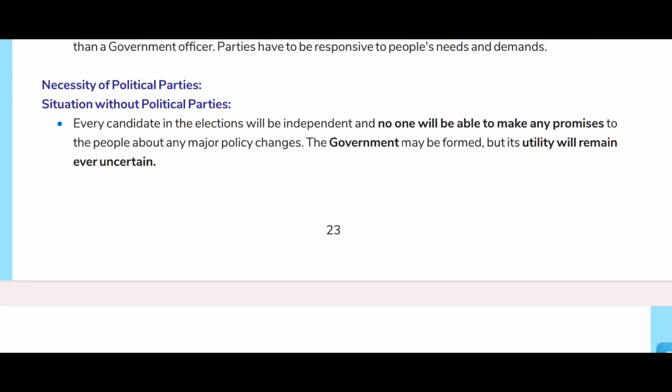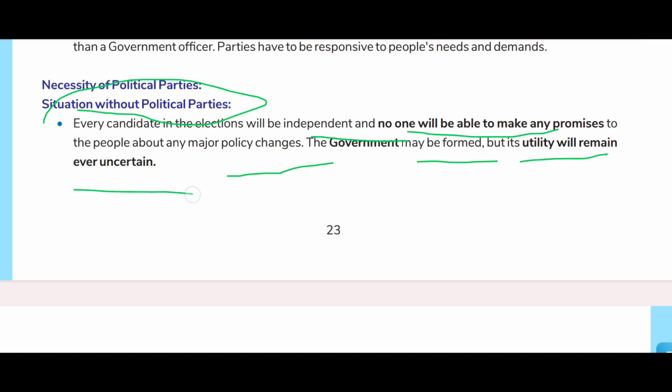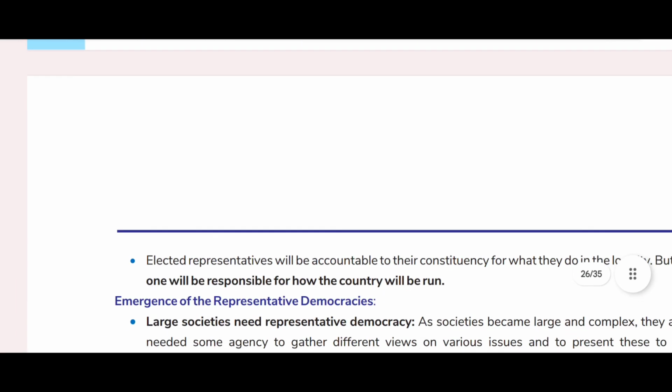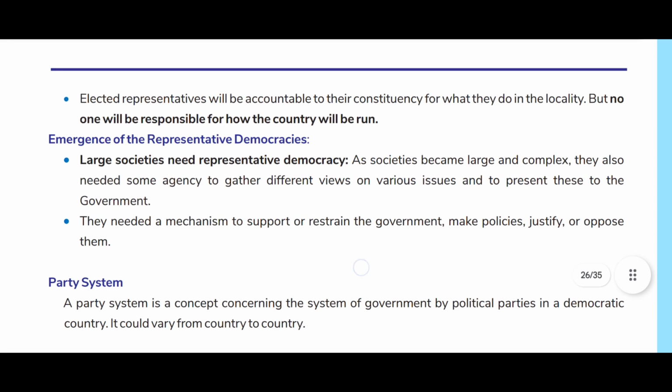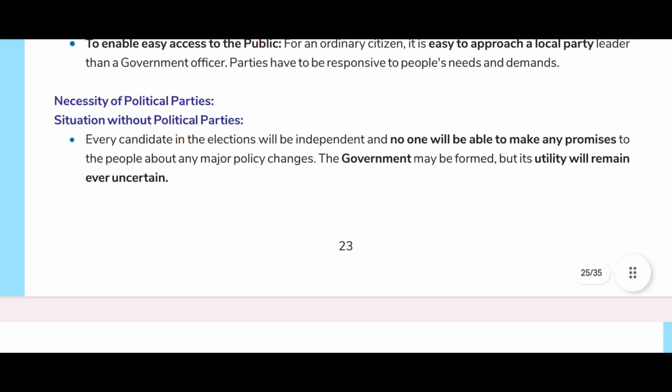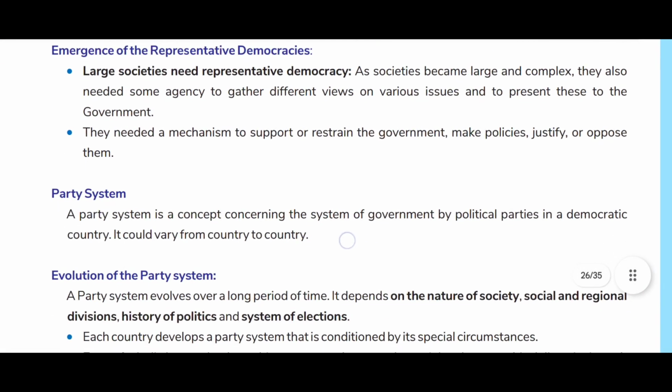Necessity of political parties. Situation without political parties: every candidate in the election will be independent and no one will be able to make any promises to the people about any major policy changes. The government may be formed, but its utility will remain uncertain. Secondly, the elected representatives will be accountable to their constituency for what they do in the locality, but no one will be responsible for how the country will be run. So, there is a need for political parties.